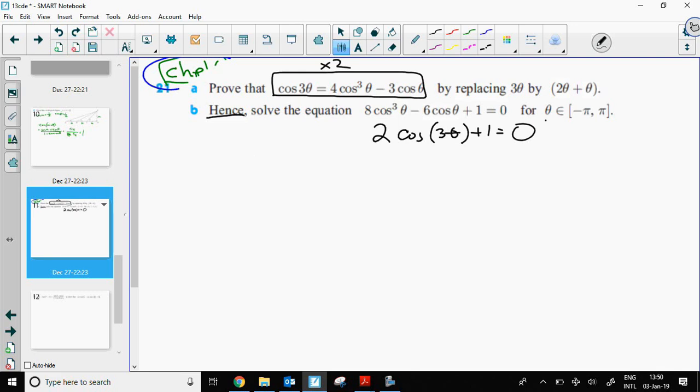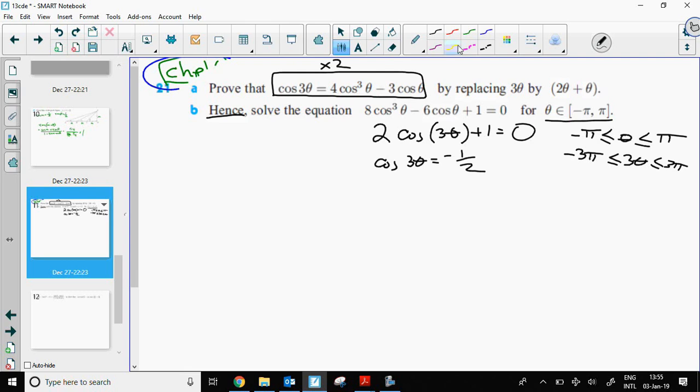Looking at this, by the way, we know that theta is in between negative pi and pi, which means that 3 theta is in between negative 3 pi and 3 pi.